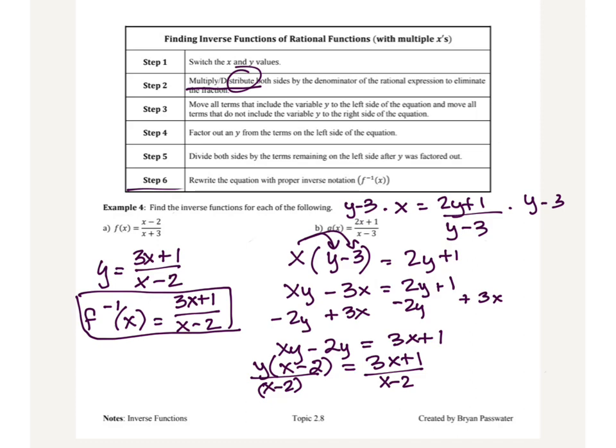Good call. Thank you, Grace, for realizing that there's a G. The function was G of X, so the inverse function is going to be G inverse of X instead of F inverse of X.